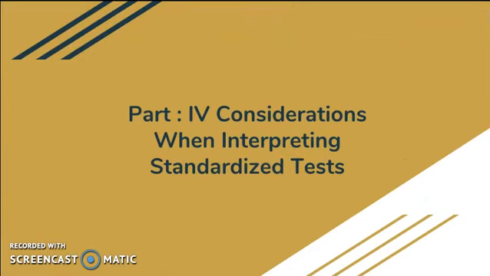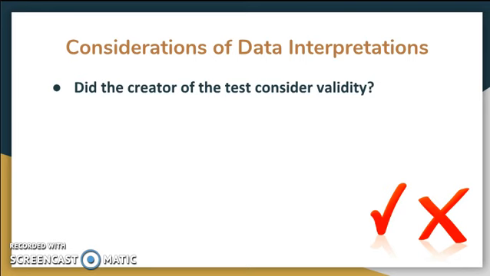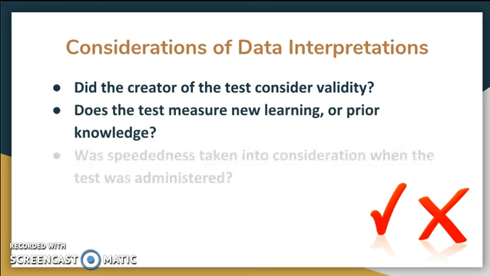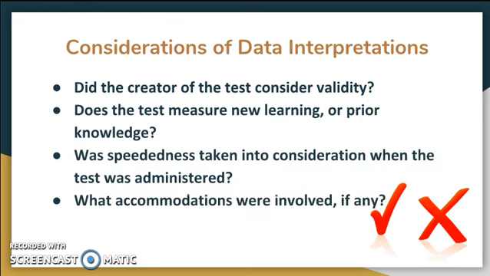Part 4. Considerations when interpreting standardized tests. When deciphering how to interpret data from standardized testing, it is important to take into consideration the following. Did the creator of the test consider validity? Does the test measure new learning or prior knowledge? Was speededness taken into consideration when the test was administered? And what accommodations were involved, if any?